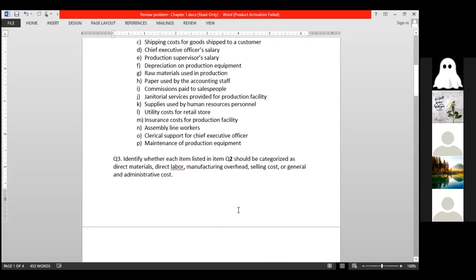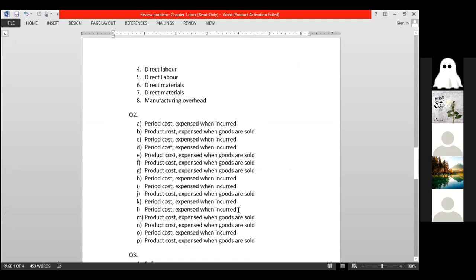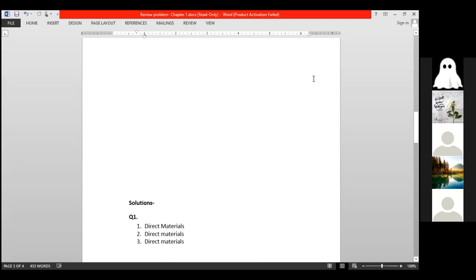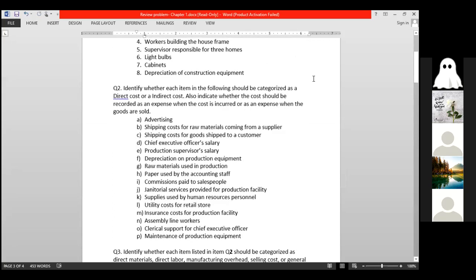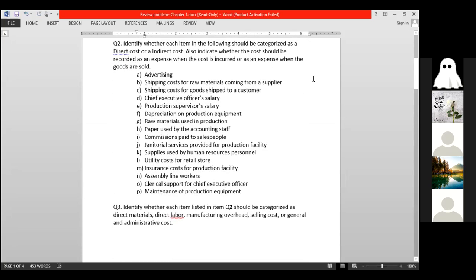Let's see what they say about it. Number J. Product costs expensed when goods are sold. So it is a direct cost. Then number K. Supplies used by human resources personnel. Direct? Indirect. Human resources personnel again is the company management, like the HR department of a company.